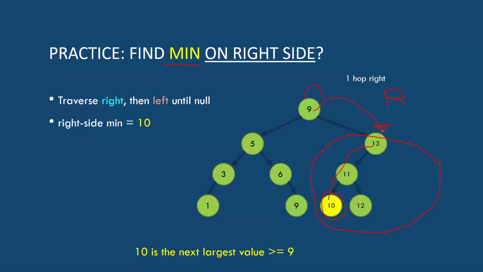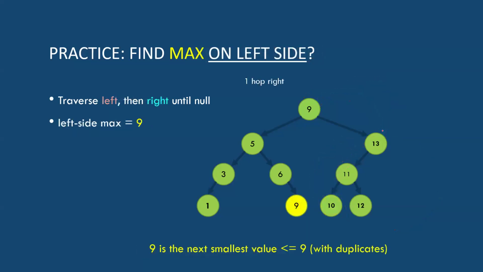We just give it the right child, assuming we have one, and let it do the recursive searching. Same thing for finding the maximum on the left side. If we want to find the maximum on the left side, we take a one hop left, and then call get maximum on that side. And we're done.